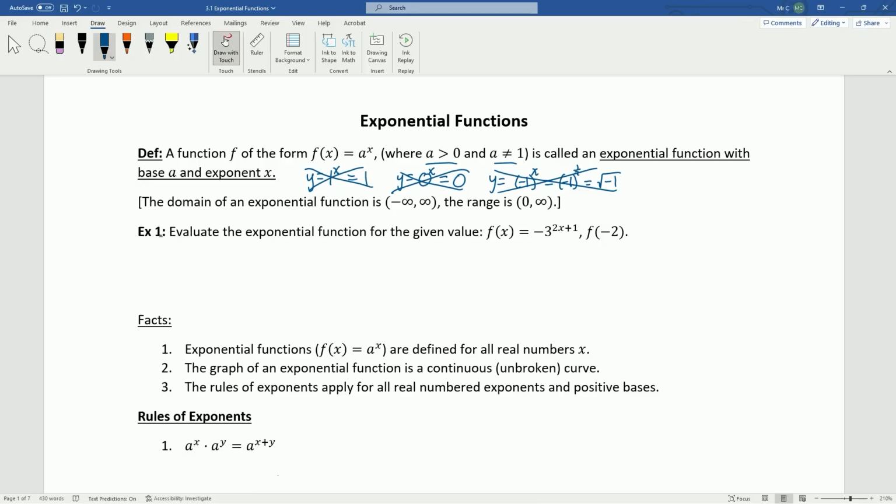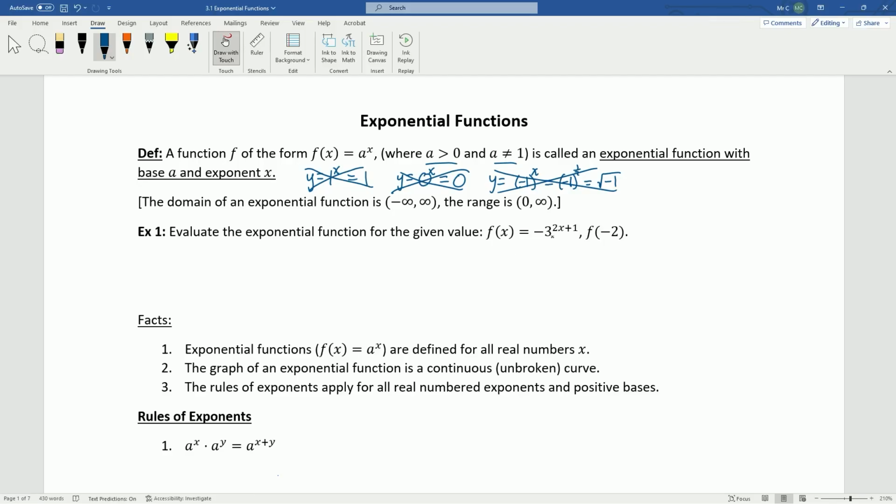Now let's take a look at this example 1. Evaluate the exponential function for the given value. f of x equals -3 to the 2x plus 1, and evaluate f of -2. Now a lot of times students get tripped up on a problem like this because they look at this and they go, well, isn't that base a negative? But this base is not a negative. The base here is 3. The negative is not part of the base, and this comes down to an order of operations issue.